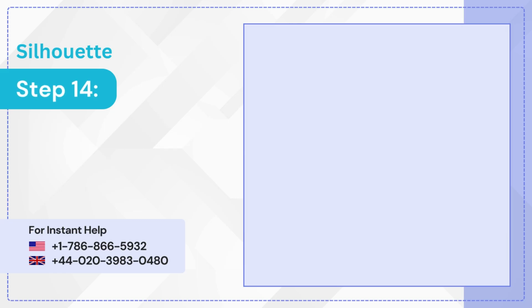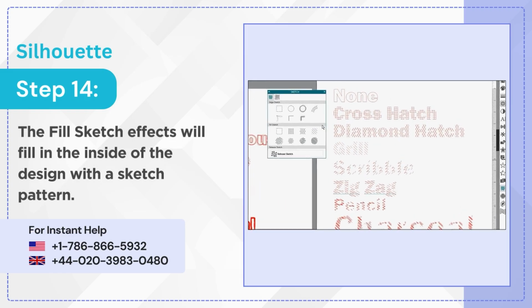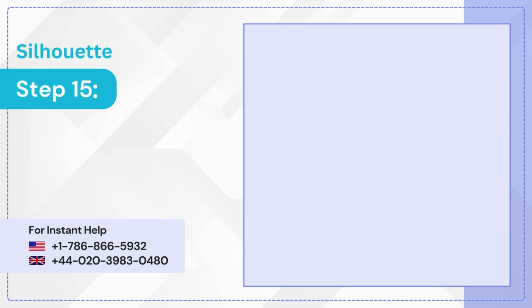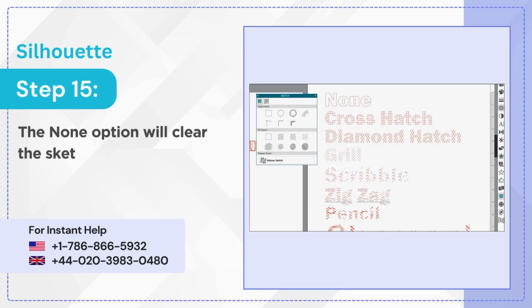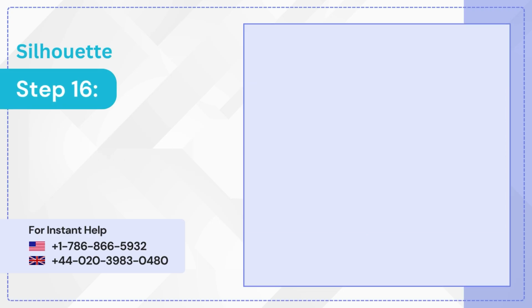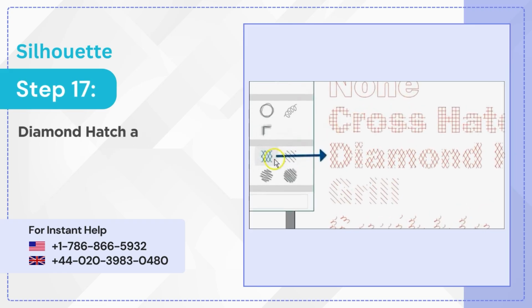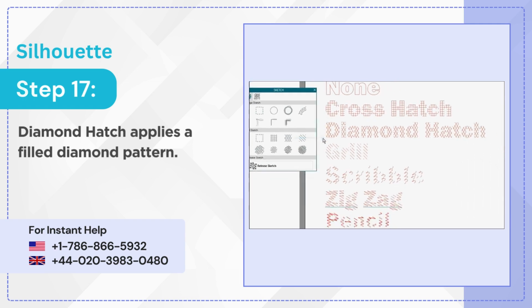Step 14. The fill sketch effects will fill in the inside of the design with a sketch pattern. Step 15. The none option will clear the sketch fill effect from the design. Step 16. Cross hatch applies a filled square box pattern. Step 17. Diamond hatch applies a filled diamond pattern.